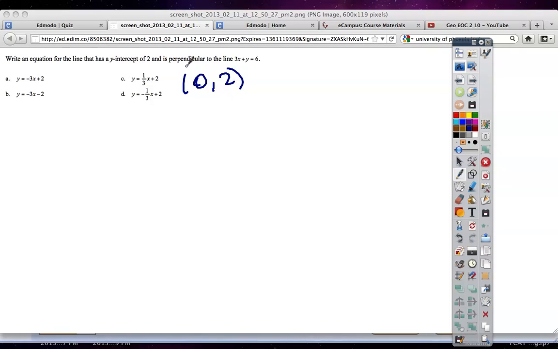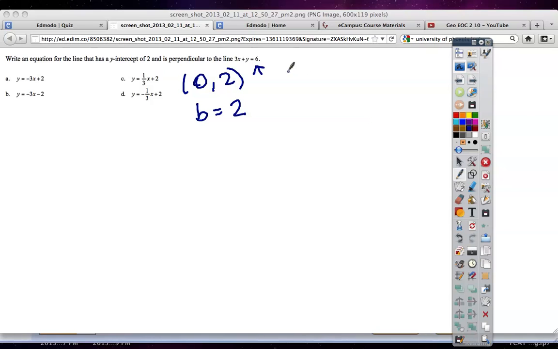So I can use that point. And I also need a slope. As long as I have a point and a slope, I can write an equation of a line. So I have my y-intercept, so I really know what b is. b is 2. And then I have to find perpendicular to this line.